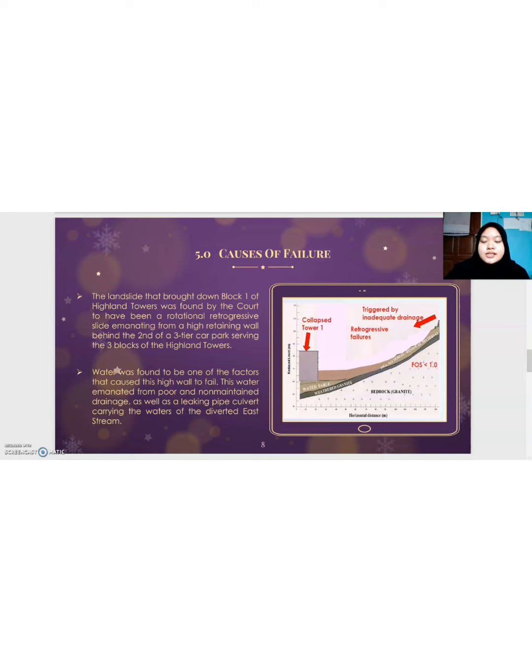Today, I want to explain about the causes of failure in the retaining wall collapse tragedy at Highland Tower. First, the landslide that brought down Block 1 of Highland Towers was found by the court to have been a rotational retrogressive slide emanating from a high retaining wall behind the second of a 3-tier car park serving the 3 blocks of the Highland Towers. Second, water was found to be one of the factors that caused this high wall to fail. This water emanated from poor and non-maintained drainage, as well as a leaking pipe culvert carrying the waters of the diverted Ace stream.